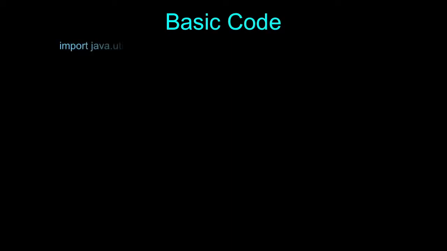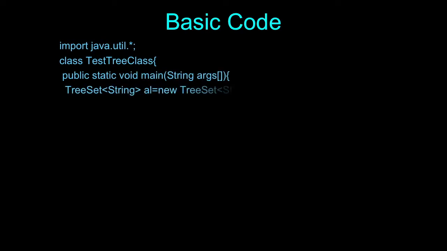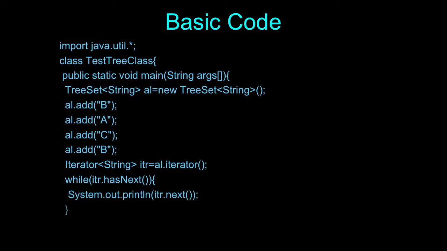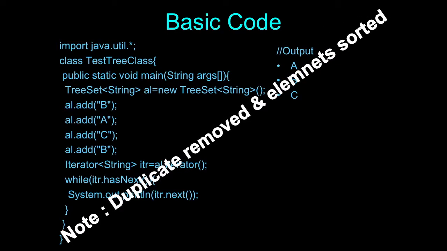So looking at the basic code, constructing a TreeSet class, creating an object of TreeSet and adding elements like B, A, C, B, and then we are iterating over it and just printing. So the output would be A, then B, and then C. So note, we have added duplicate elements while adding, but in the output the duplicates are removed.